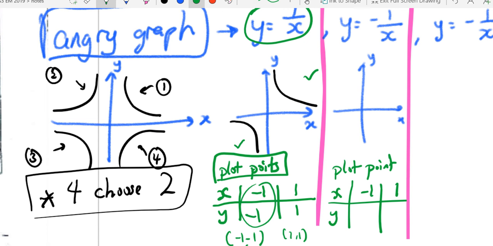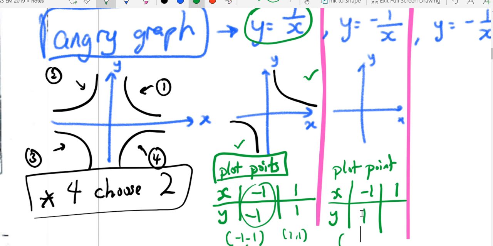1 divided by 0, what's the answer? 0. No solution. So the answer cannot. Okay? Now let's try. Put minus 1 inside. What do I get? Minus 1 divided by minus 1. I get 1. So this point is minus 1, 1. And where is minus 1, 1? Which section? Minus 1, then 1. Which one? The second one.